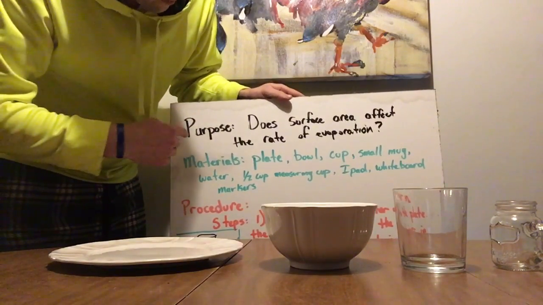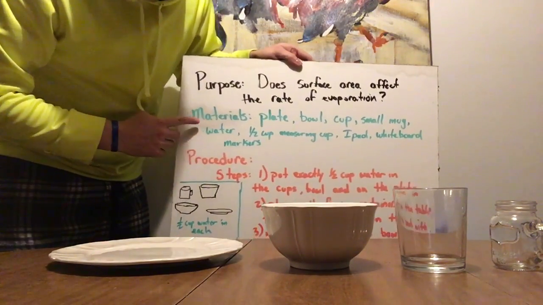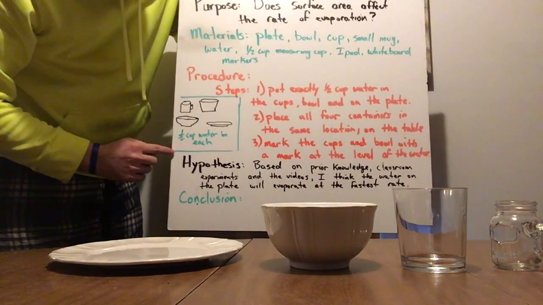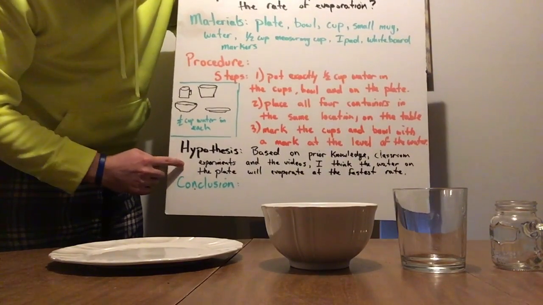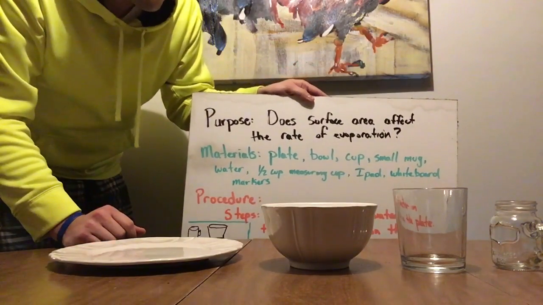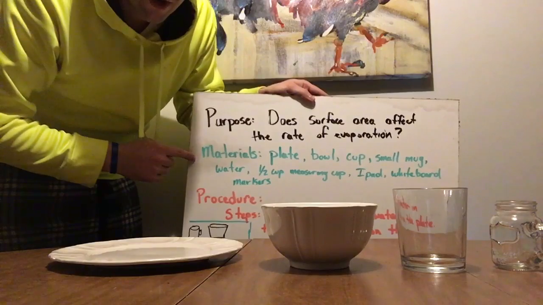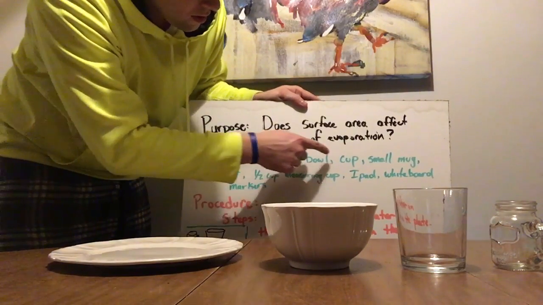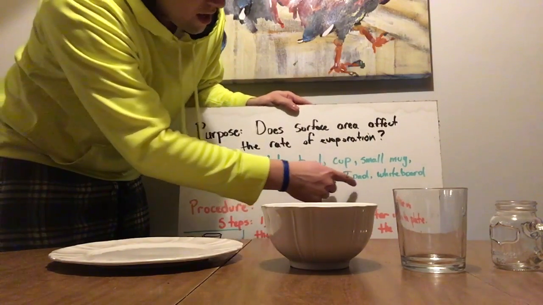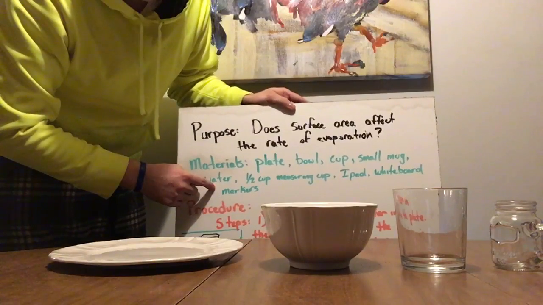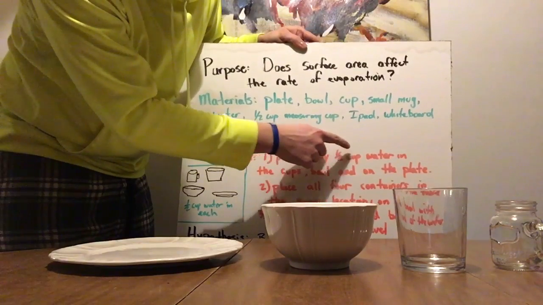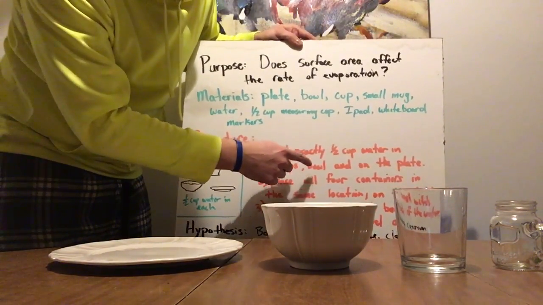5 big parts that you need to have: the purpose, your materials, your step-by-step procedure, a small picture, my hypothesis, and then eventually my conclusion. My purpose again is, does the surface area affect the rate of evaporation? I've spelled out all the materials I'm using. I'm using a plate, a bowl, a cup, a small mug, water, a half cup measuring cup, iPad, whiteboard, and markers.